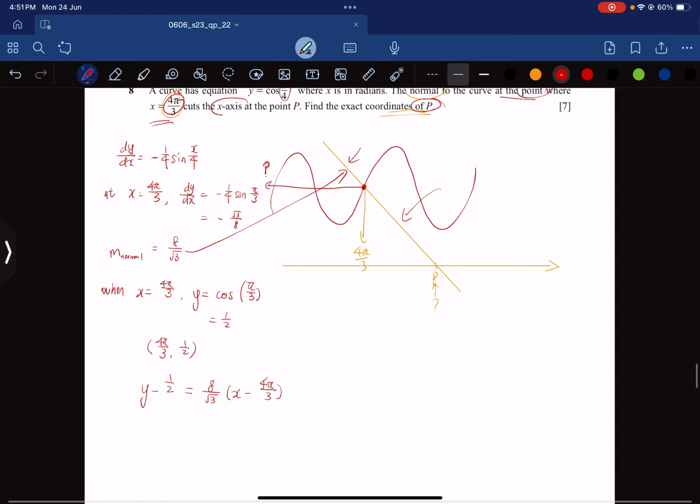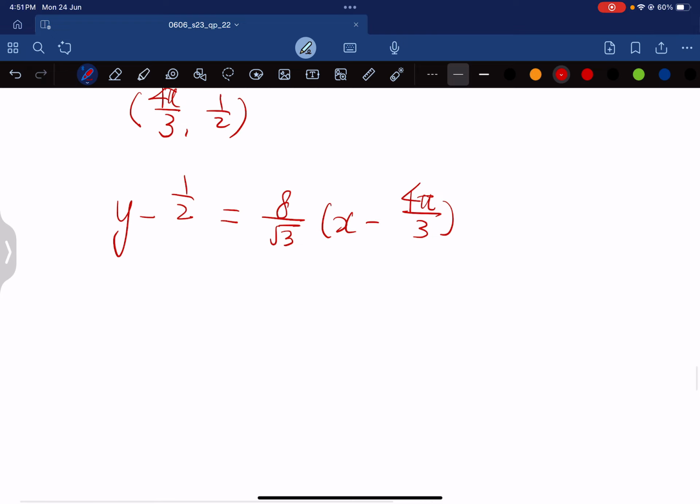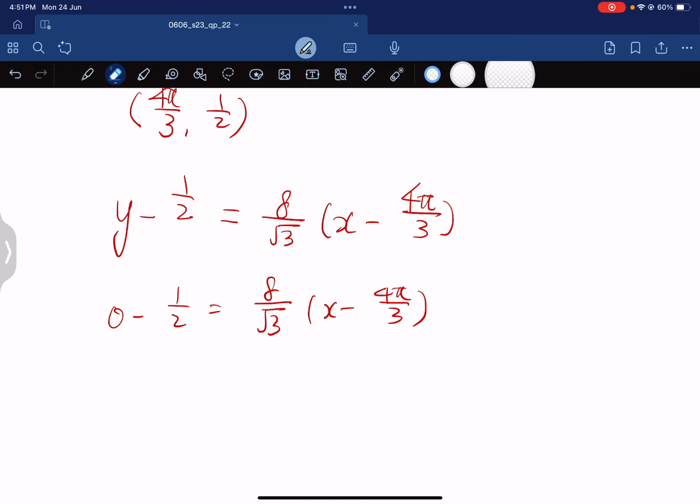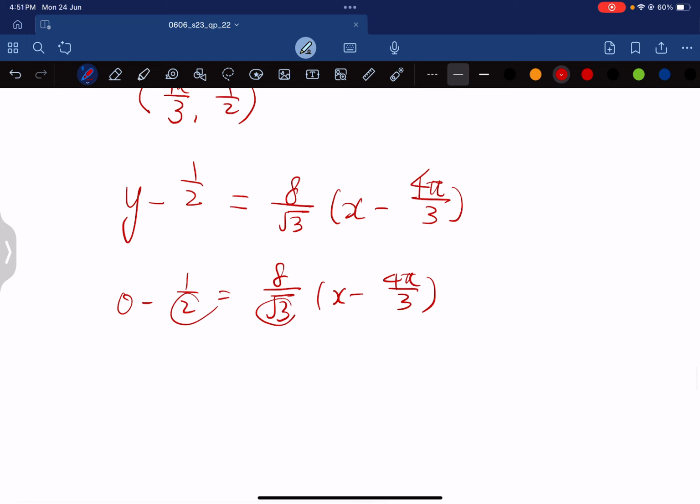Find P. P is the x-intercept. For the x-intercept we substitute 0, right? Substitute 0 inside. So times root 3 on both sides. Times 2 root 3 on both sides to get rid of... no, times 6 root 3 on both sides, right? Times 6 root 3 on both sides to get rid of all the denominators.